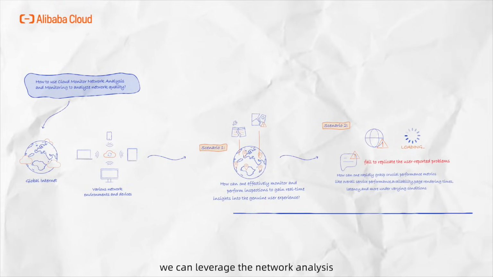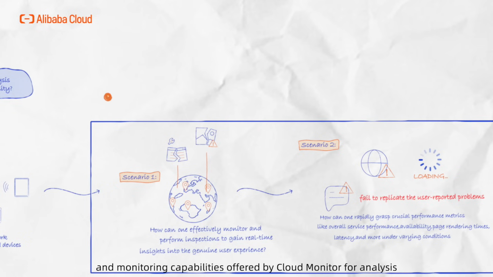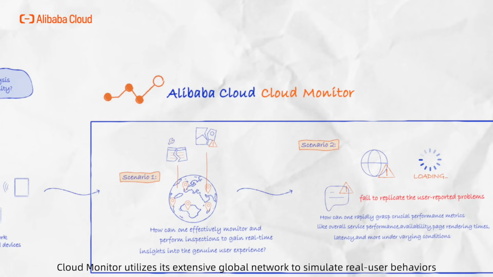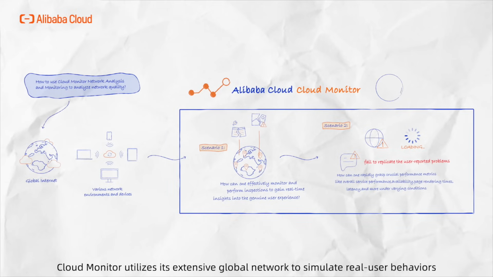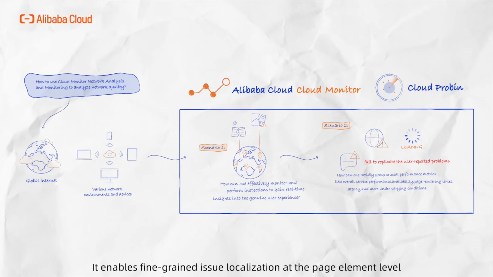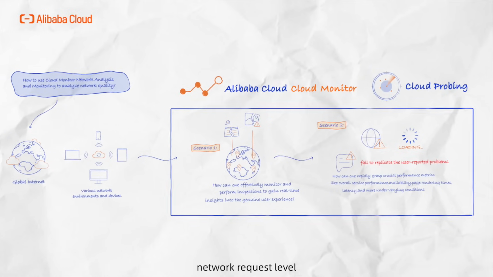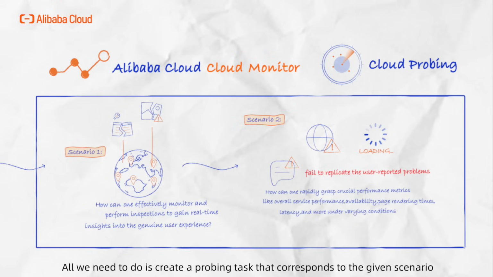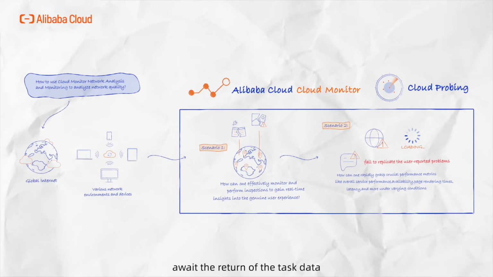For the above scenarios, we can leverage the network analysis and monitoring capabilities offered by CloudMonitor for analysis. Without requiring code modifications, CloudMonitor utilizes its extensive global network to simulate real user behaviors and perform all-day continuous inspections of website and network availability, CDN, service, and API port functionality. It enables fine-grained issue localization at the page element level, network request level, and network link level. All we need to do is create a probing task that corresponds to the given scenario, await the return of the task data, and then commence the analysis.